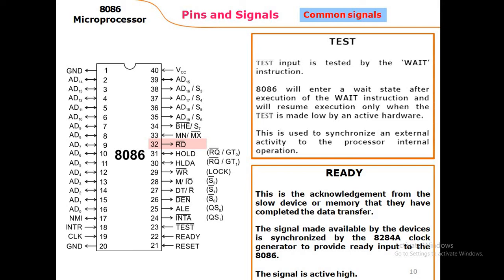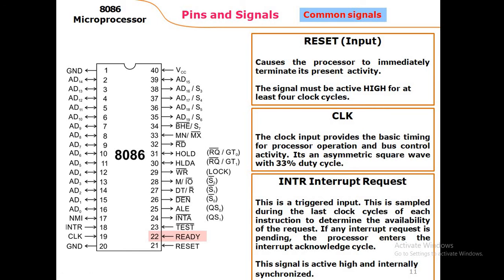When the connected processors have enough speed or they are synchronously connected to the 8086, the ready signal is going to be activated. It says that yes, the other peripherals are activated and ready to process. So this is an input signal and this is an active high signal. The signal made available by the devices is synchronized by the 8284A clock generator to provide the ready input to the 8086.